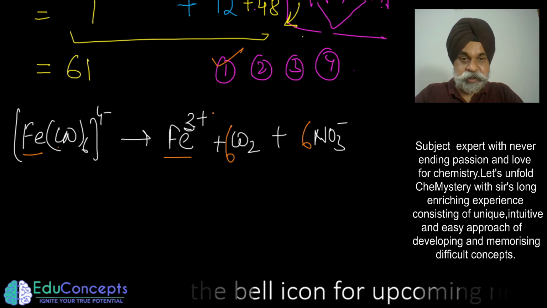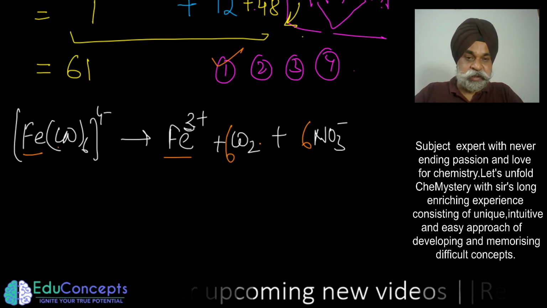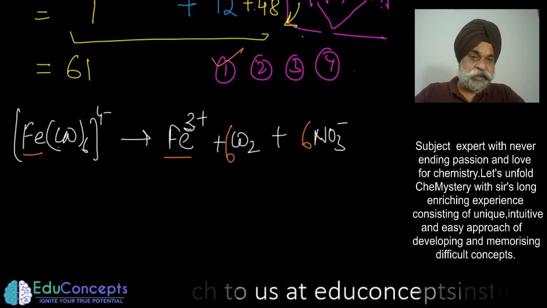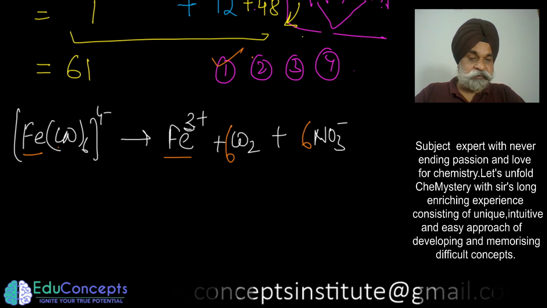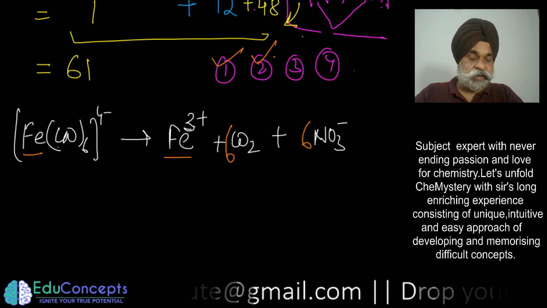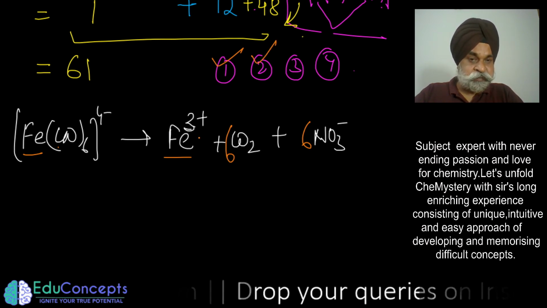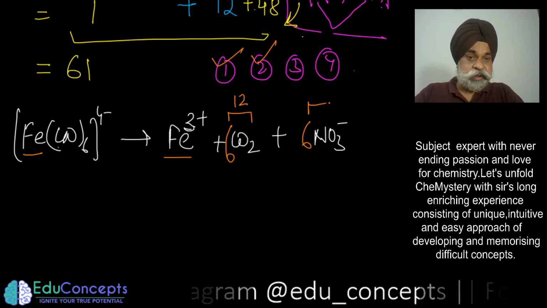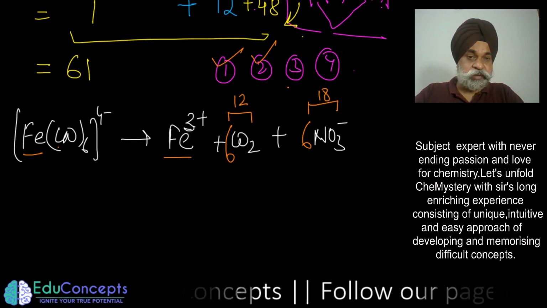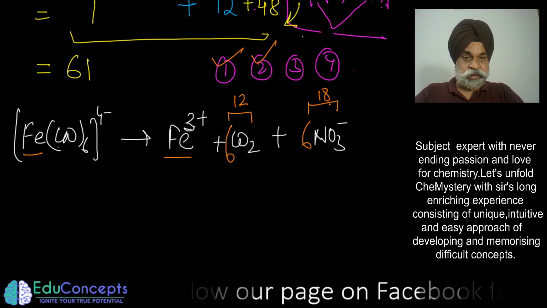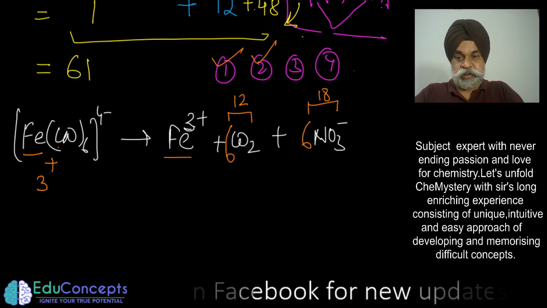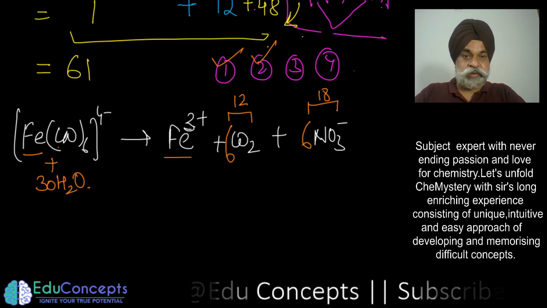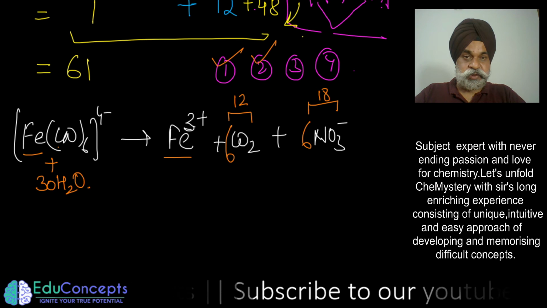So the first point is clear. The second point is that after balancing all other elements apart from hydrogen and oxygen, you have to balance the oxygen with the help of water, adding the water to the side deficient in oxygen atoms. So you have 12 oxygen there, and here you have 18 oxygen. In total you have 30 oxygen atoms on the product side, so I should put 30 water molecules on the reactant side. This way the water is also balanced.